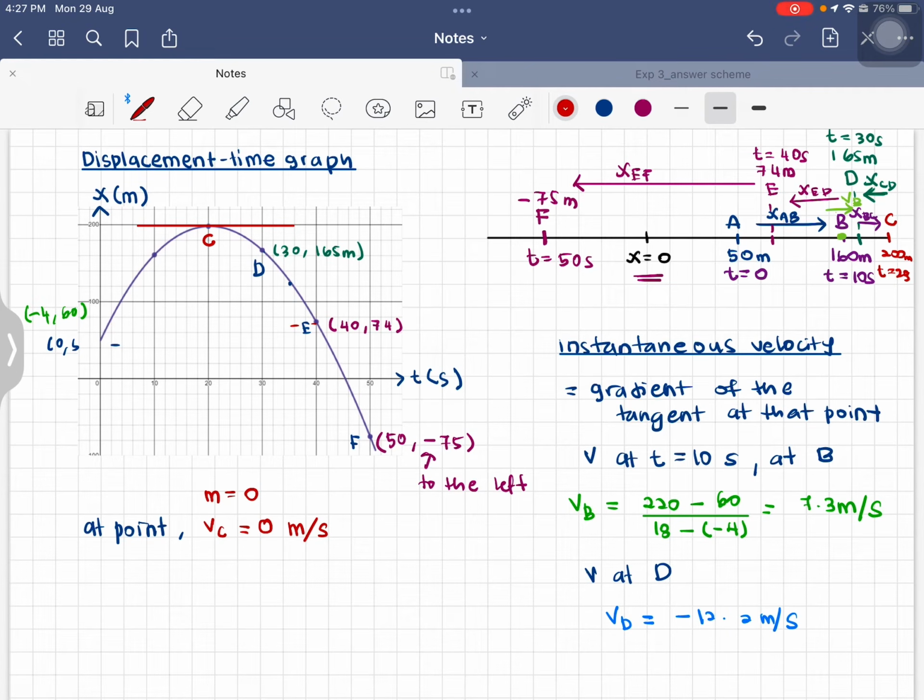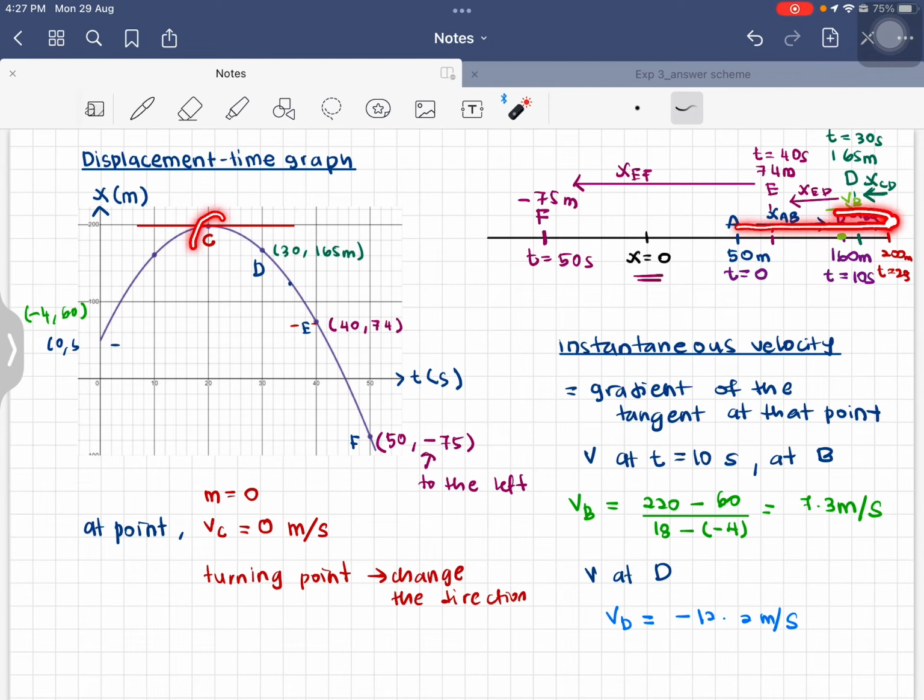It's showing your turning point, where the point you change the direction. Okay, kalau tengok pergerakan ni pun, daripada A pergi ke B, pergi ke C, dekat point C ni awak patah balik. So C ni adalah turning point. So your gradient is equal to 0.